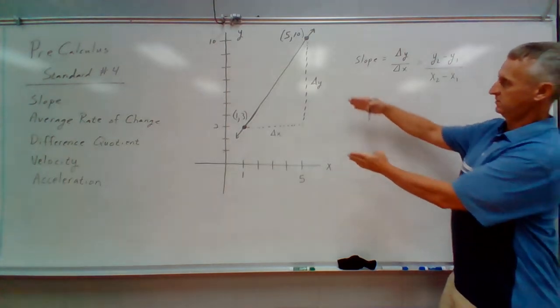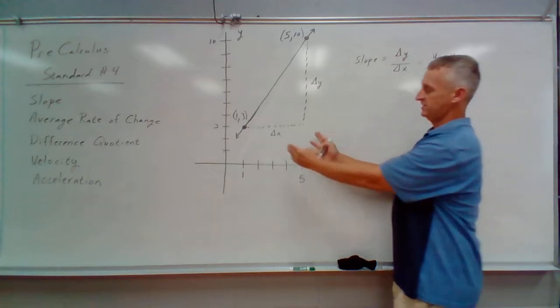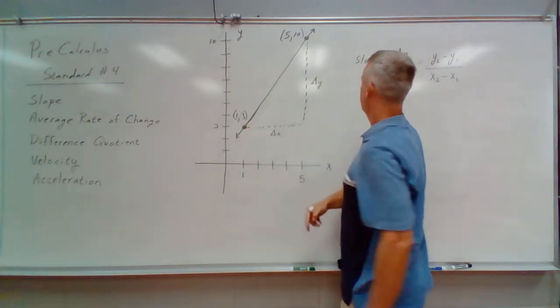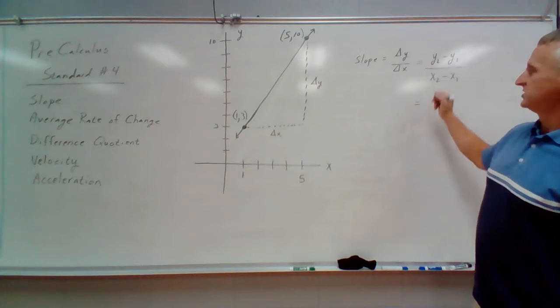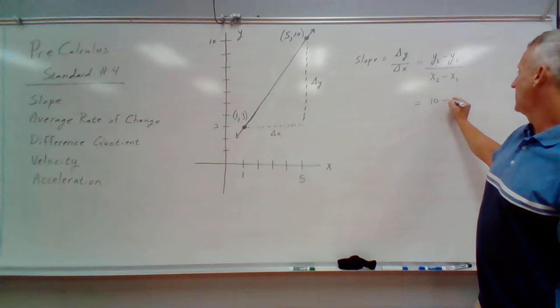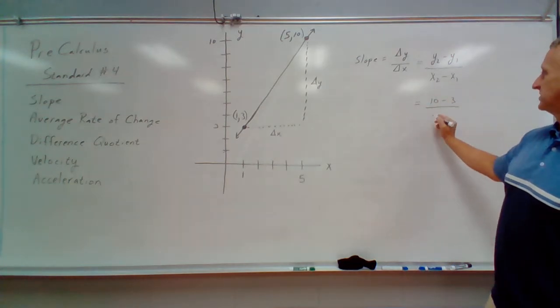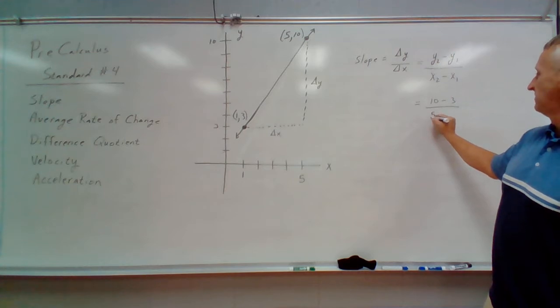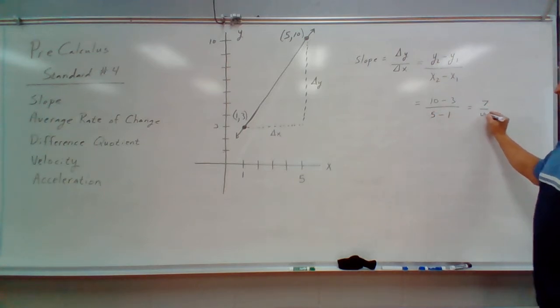So again, to find the change in y, we subtract the y values. To find the change in x, we would subtract the x values. So in this example, change in y would be 10 minus 3 over, and then the change in x would be 5 minus 1. And we would get 7 over 4.